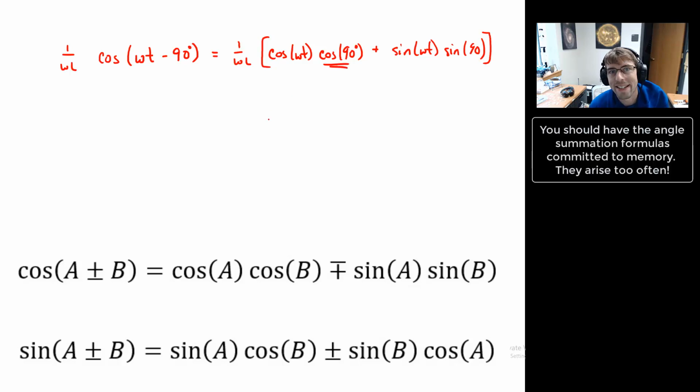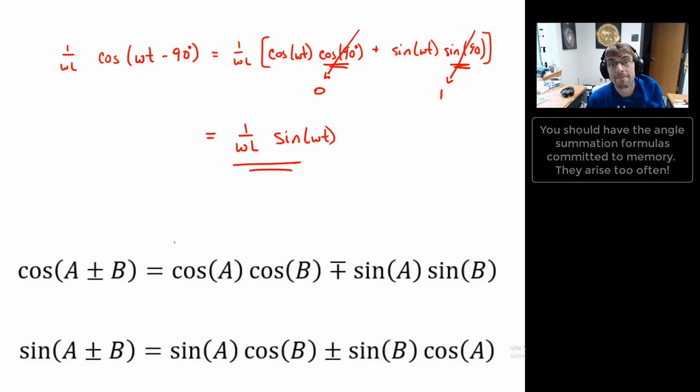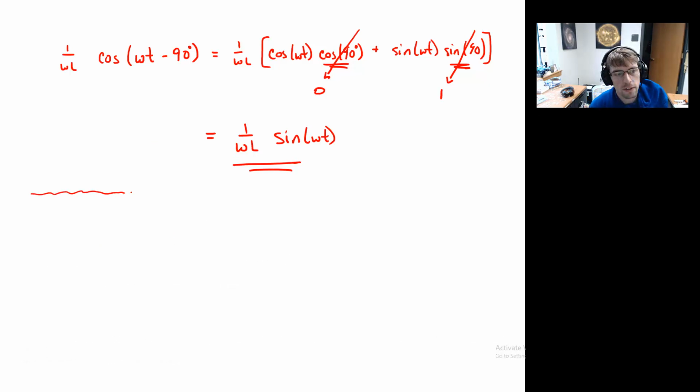And cosine of 90 is 0. This gives us 0. Sine of 90 gives you 1. And so at the end of the day, you end up with omega L sine of omega t, which we expected anyway. So that takes care of the phasor notation.